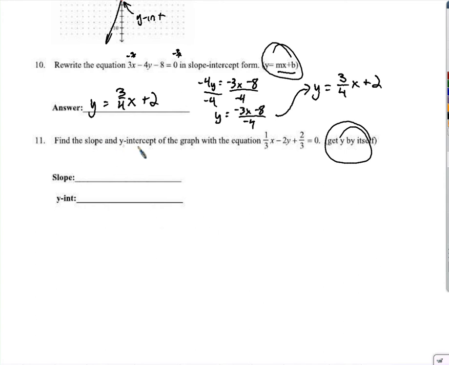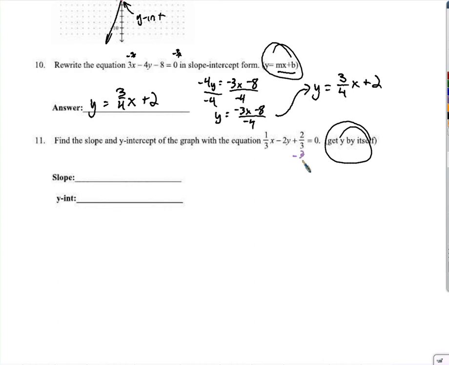Find the slope and y-intercept of the graph with the equation. Well, what's the slope and y-intercept of this? The slope is 3/4, the y-intercept is 2. When I get it in slope-intercept form, that's why it's called slope-intercept form, because the slope and the y-intercept are super easy to find. So we get y by itself.